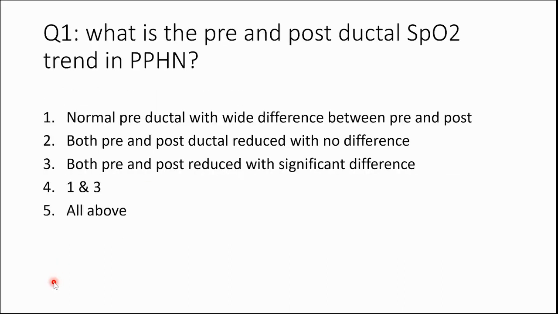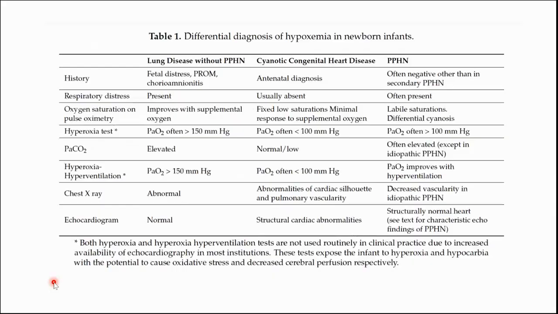Right, so moving on. Whenever you see a baby with low saturation or cyanosis, you always panic, right? A newborn baby in front of you with significant desaturation. Then there are three things that come to your mind at once. Is it a significant lung disease? Is this cyanotic congenital heart disease? Or is this PPHN? We have to differentiate between these three because the management could be really different. So from the history, what can you get in lung disease?